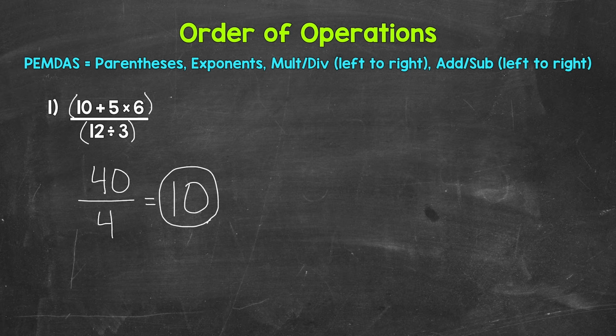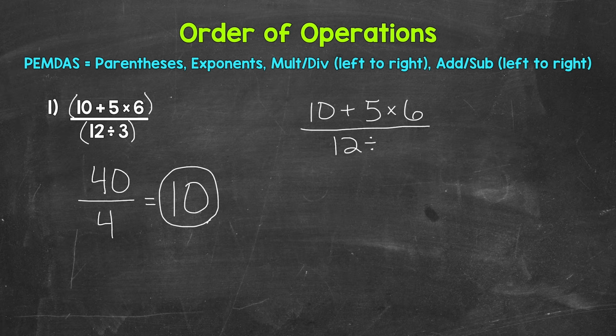Now, before we move on to number 2, I do want to mention we can work through problems like this that involve a fraction bar to the side. So let me rewrite the problem here and go through what this will look like. So 10 plus 5 times 6. And then we have the fraction bar, and then 12 divided by 3.